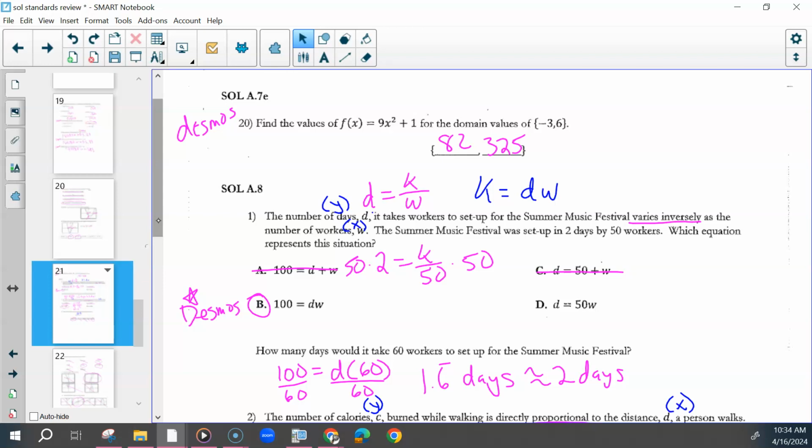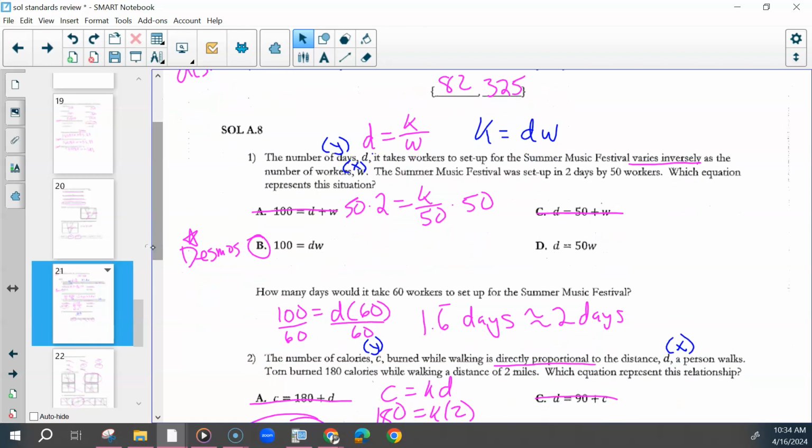For SOL 8, this is all direct and inverse variation. So number 1 tells you it varies inversely. So you have to remember the equation for that. V equals K over W, or K equals V times W. You could put these in and see which one just makes the graph without knowing the equation, and that would be b. Or you could find your k value and use the equation to find b.